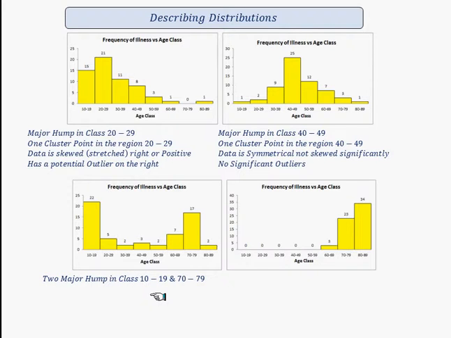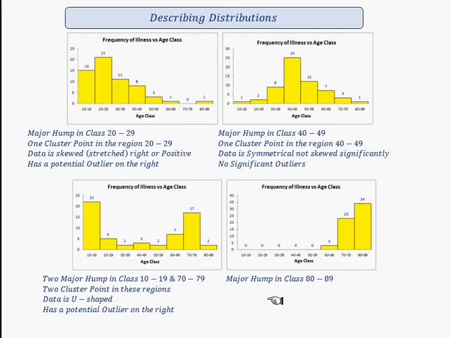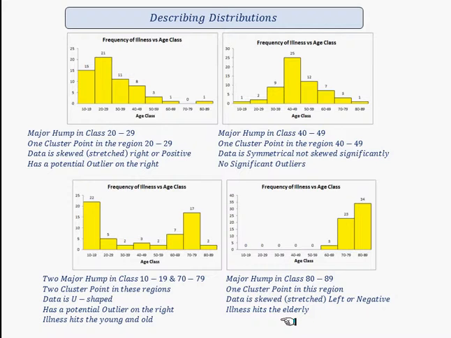And this distribution is said to be U-shaped. This illness hits the old and the young. Two cluster points, bimodal, and a potential outlier, although you wouldn't call this an outlier per se. In this case, there's one major hump. It's very high peaked. Data is skewed somewhat left, a small skew. The illness hits the elderly.